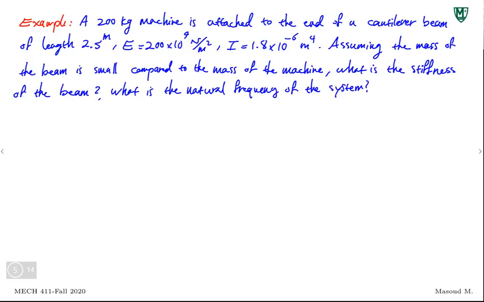So we have a cantilever beam like this. Some mass, some machine is attached to the end of it. This is probably the simplified problem for some machine sitting somewhere in a factory, let's say. We could model the attached structure, the way the machine is sitting on that specific area, as a cantilever beam. So this is probably a simplified version of the actual problem.